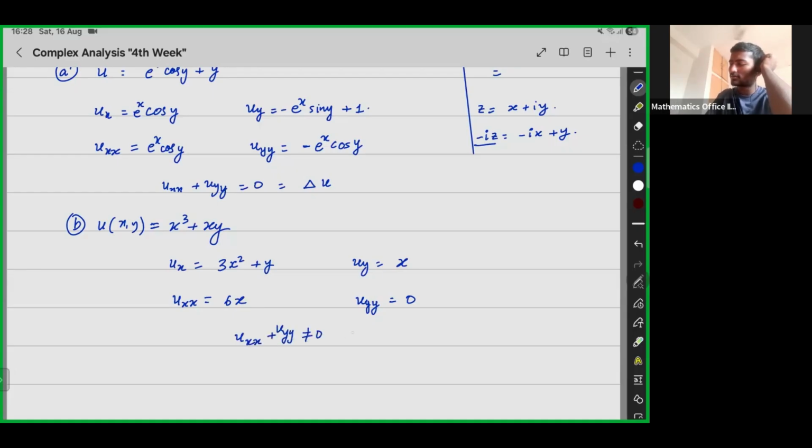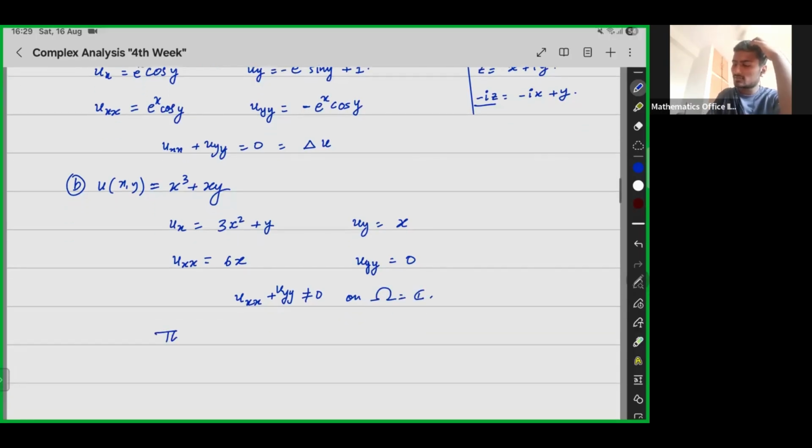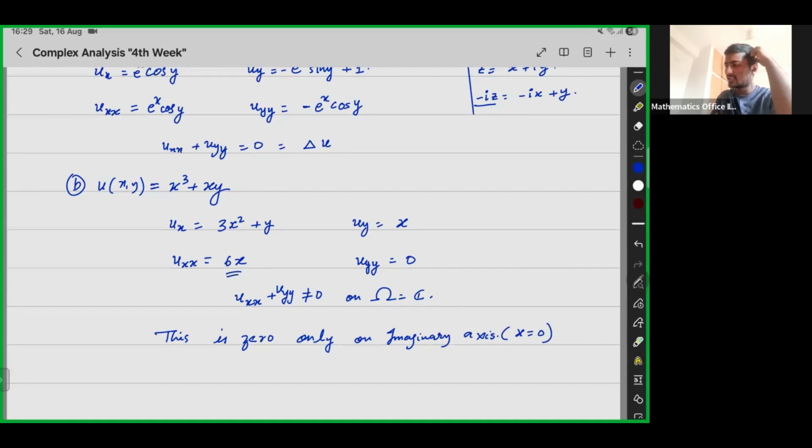This is non-zero. This becomes non-zero on omega, which is, see here, this is 0 only on the y-axis, right? Only on the imaginary axis, that is x is equal to 0, because then the 6x becomes 0. It is non-zero on C.